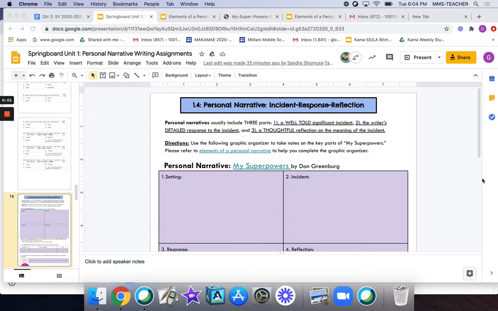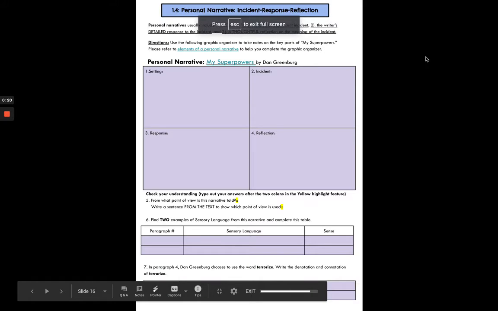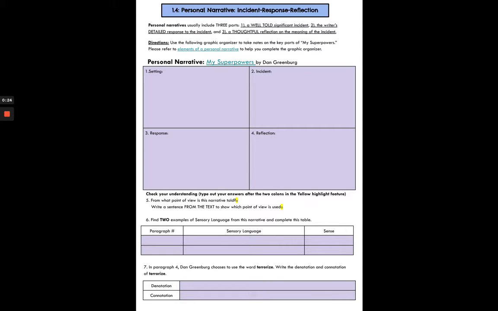Aloha Yellow 6. We are going to be working on 1.4 Personal Narrative, Incident Response and Reflection. Let me present, make it a larger screen so you can see it. You're going to need to refer to your assignment page 16 on your Springboard writing assignments. Once you turn to slide 16, you will see 1.4 Personal Narrative, Incident Response Reflection.